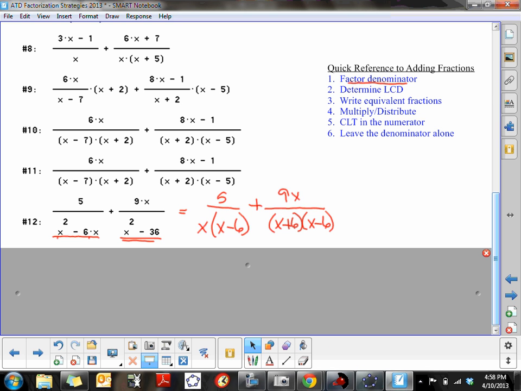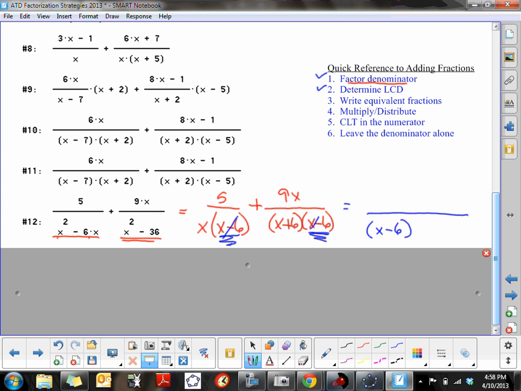Okay, so now we have the denominators completely factored. Now we're going to determine the least common denominator. So now what we're going to do is try to find the things they have in common. The x minus 6, the x minus 6. So you only have to represent that once. But we still have an x that we have to account for, so an x. And we also have another x plus 6 we have to account for. So there's our least common denominator.